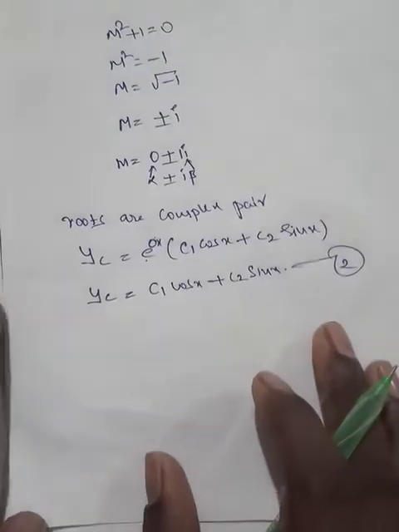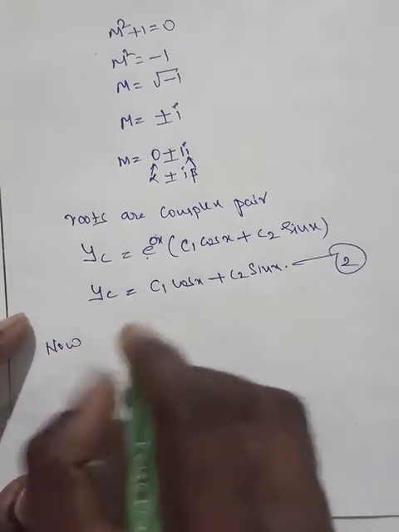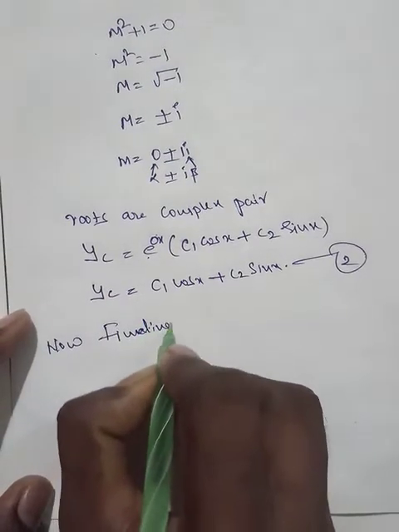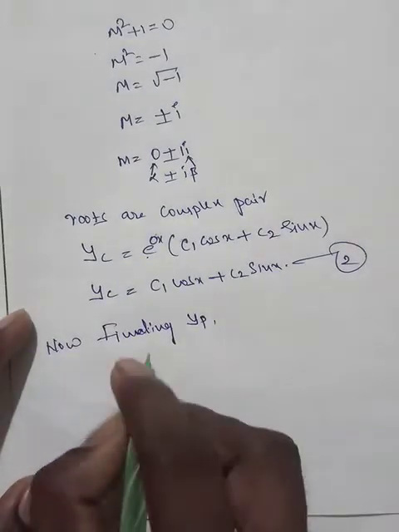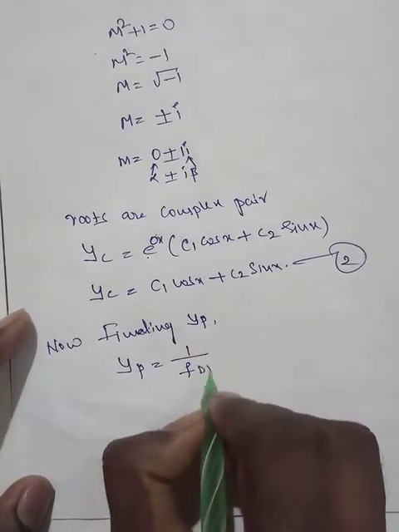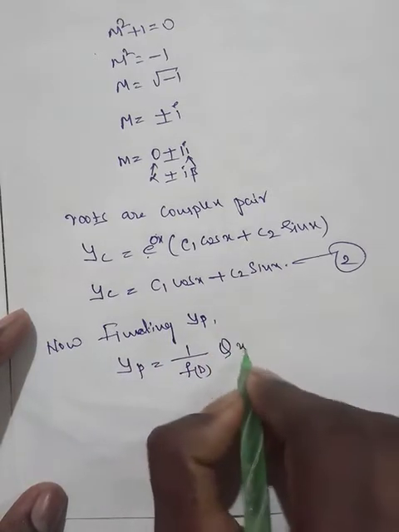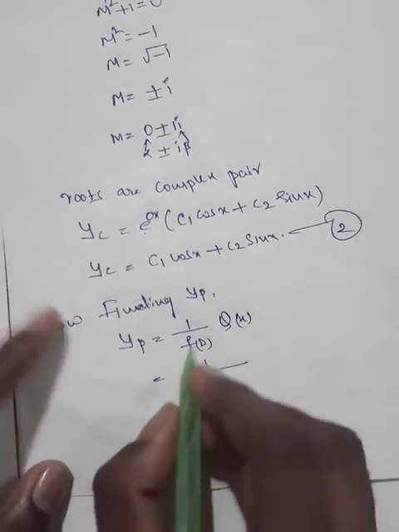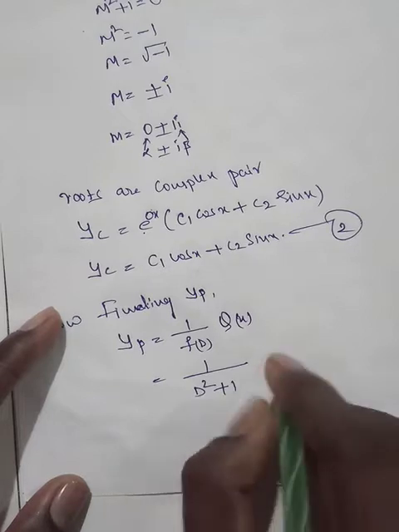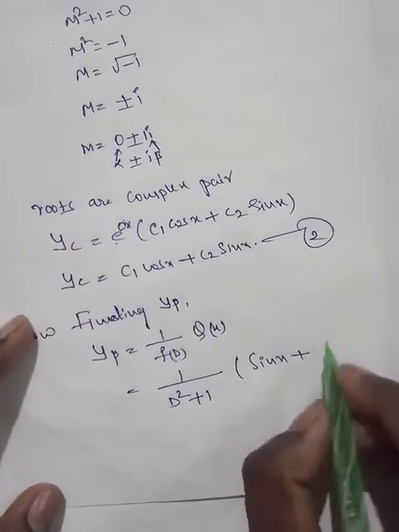Okay, now the remaining part is yp. Now finding yp, we know that yp equals 1 by f of D into Q of x, where f of D equals D square plus 1 and Q of x equals sin x plus cos 2x.